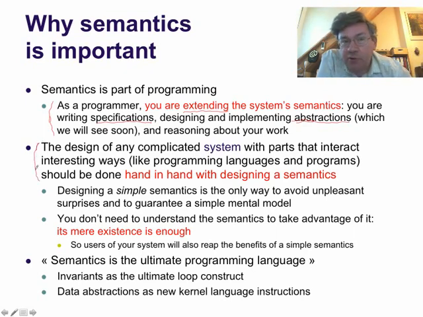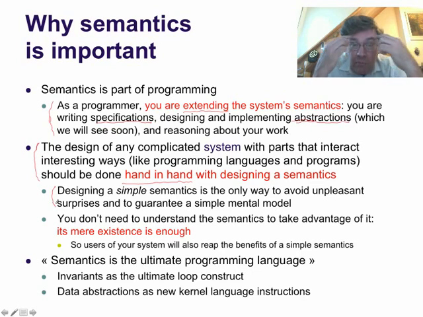And this leads to the following point. Any complicated system that you design, a system that has parts that interact in interesting ways and that might be unpredictable, programming languages and programs are examples of that, this should be done hand in hand with a semantics. Don't just design the system, design the semantics at the same time. And the only way to avoid unpleasant surprises and guarantee a simple mental model for the programmer and the user is to have a simple semantics.